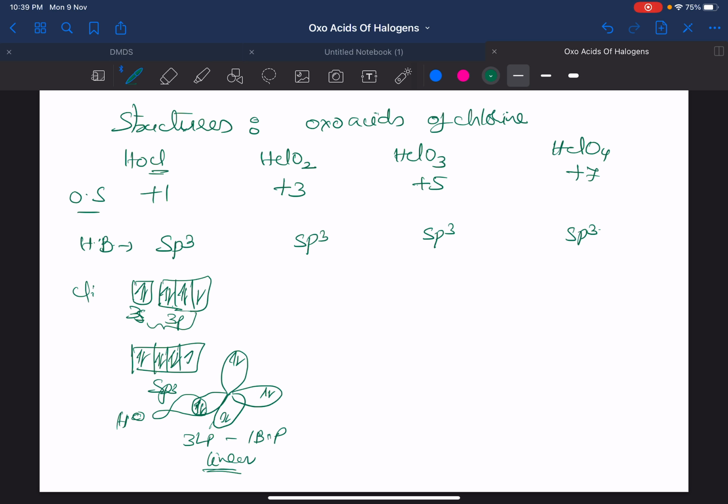And the second one is chlorous acid, that is HClO2. Its hybridization is sp3. Similarly we can explain this structure by representing the 4 sp3 hybrid orbitals. Among these 4 sp3 hybrid orbitals, there are 3 lone pairs and 1 bond pair in the OH group, whereas it has the +3 oxidation state. It will contain only 2 lone pairs and 2 bond pairs. That means 2 oxygen groups are present. 2 lone pairs and then 2 bond pairs.